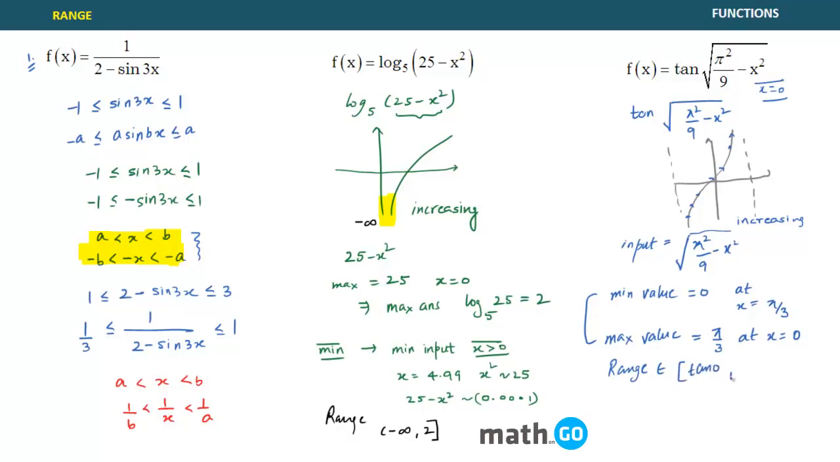So this is tan 0 to tan pi by 3. Nothing but you can just solve it. It will become 0 to root 3. Yes, so this is the answer we are looking for.